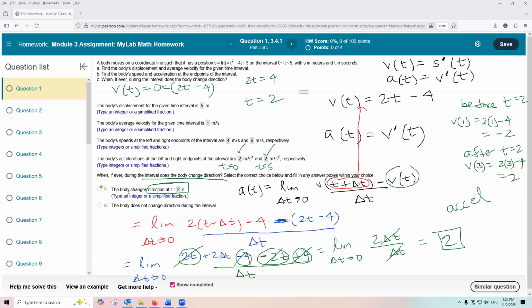All right, so for this example, you had to be calculating the velocity function, which is the derivative of position, and then calculate the acceleration function, which is the derivative of the velocity function.